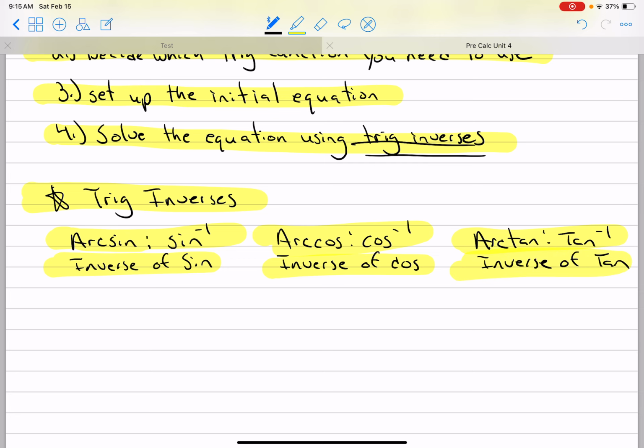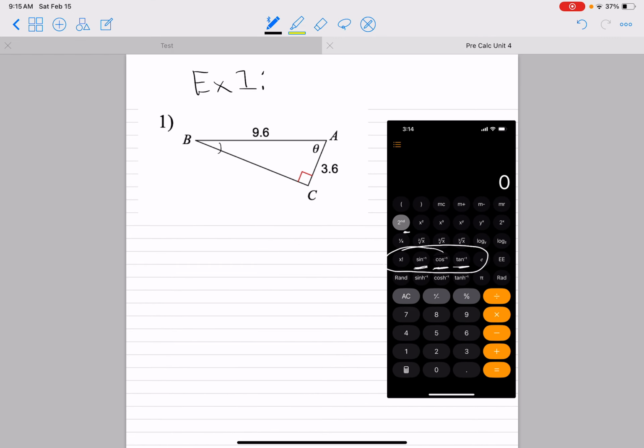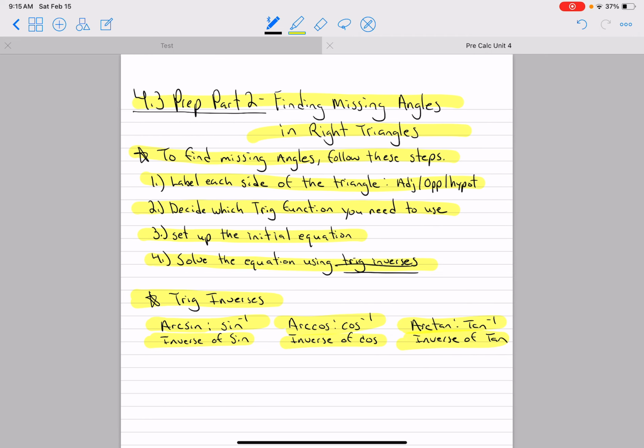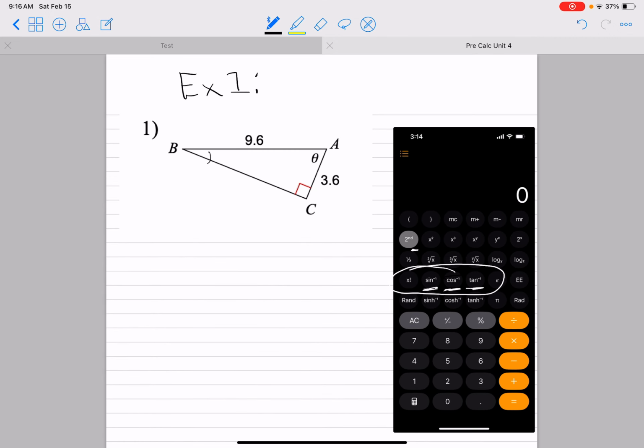All right, so we got that information. Do me a favor. Draw this triangle, please. I put this picture of the calculator here because I'm going to point out some stuff on your calculators. So you drew this triangle. Step 1 says label each side of the triangle. If we are looking for theta, and we're trying to find this angle, then in comparison to theta, this is the hypotenuse. This is the opposite. And this is the adjacent.